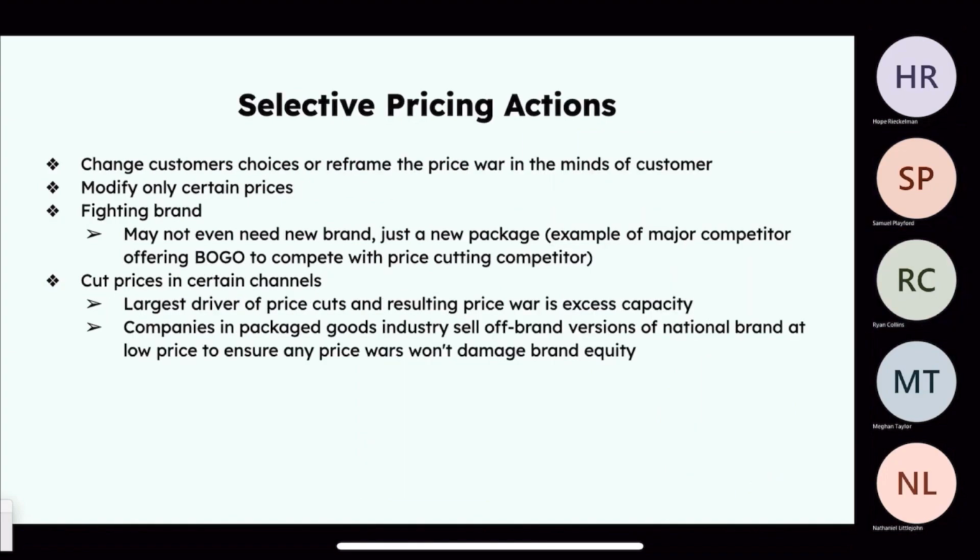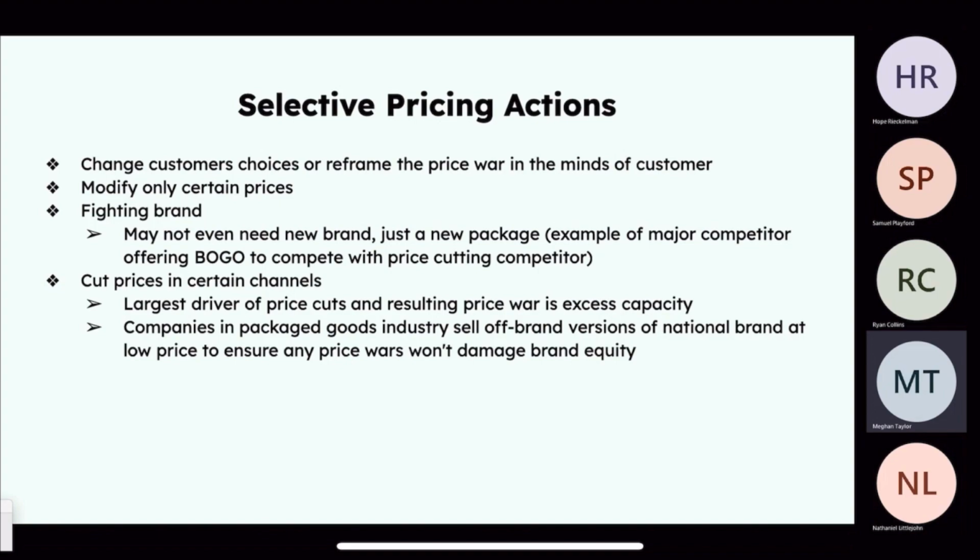Now looking at selective pricing actions that a firm could take when faced with a price war. When using selective pricing actions in response to a price war, it's important to change customers' choices or reframe the price war in the minds of the consumer. There are a few ways to do this. The first would be to use quantity discounts or loyalty programs. This allows the business to avoid across-the-board price cuts and limit price reductions to the vulnerable areas.